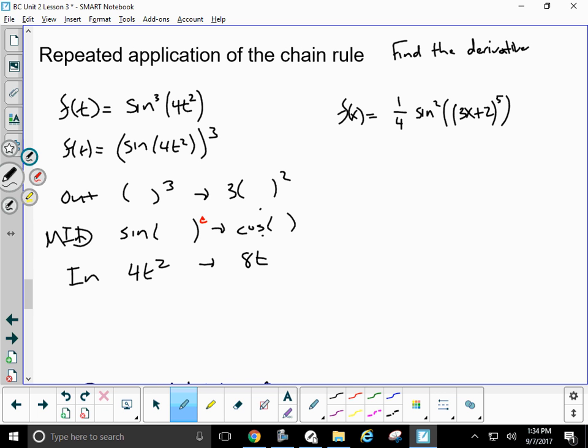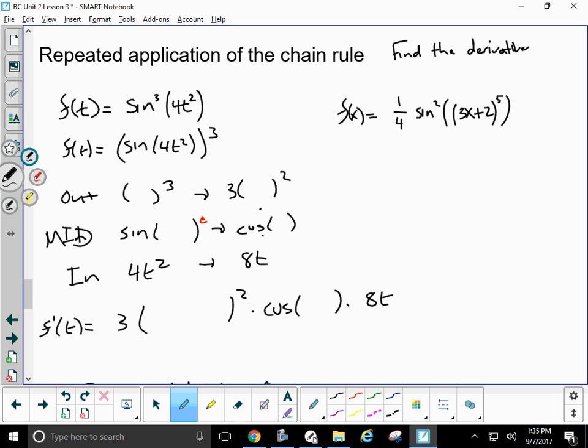Just making sure that what's inside is correct. Okay, so let me just write out what the derivative looks like. It's 3 stuff squared times cosine of stuff times 8t. Right, that's simple. Just work outside to inside. Multiply the derivatives of each of the pieces.